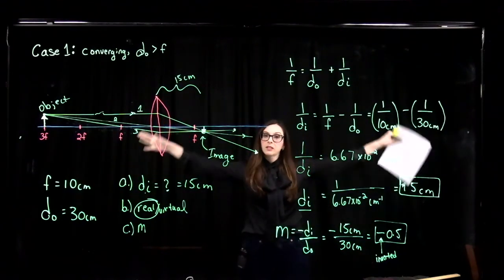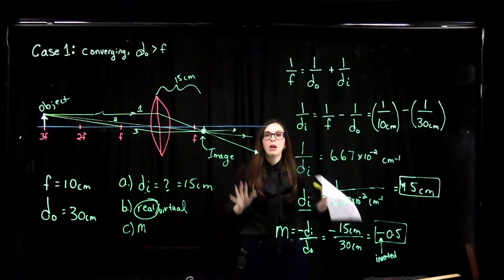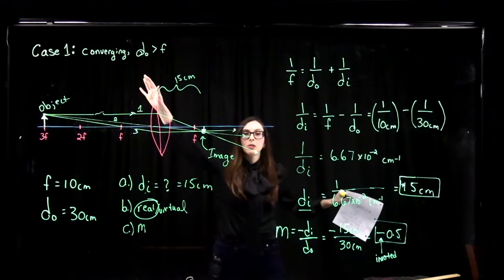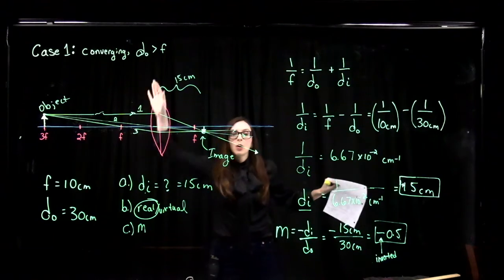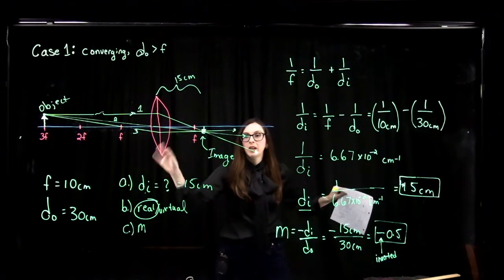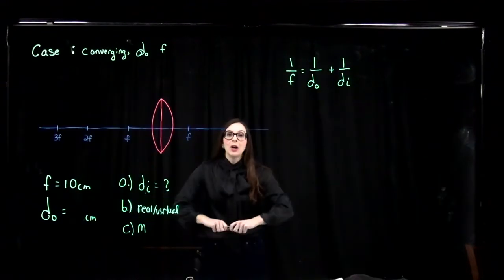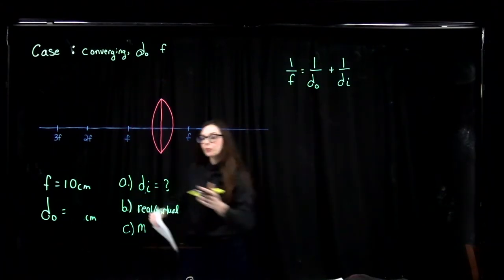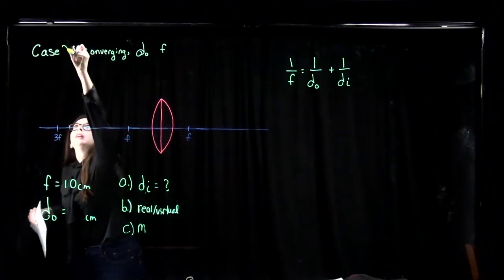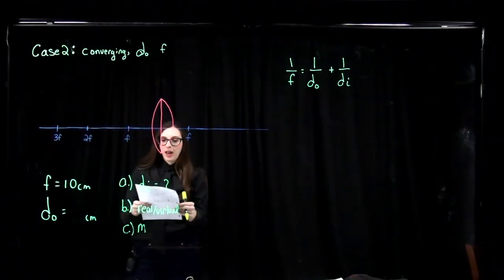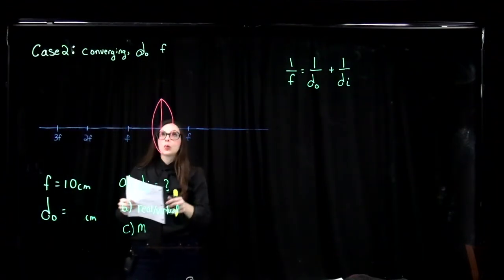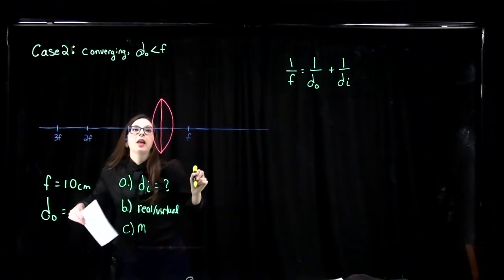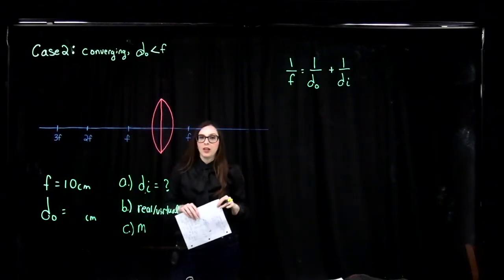So this is how you could analyze and solve a problem where we have a converging lens where our object is located at a distance away from the lens greater than the focal length. Now our second case for the thin lens equation, we've got a converging lens, and this time our object is going to be located at a distance away from the lens that's less than the focal length of the lens.